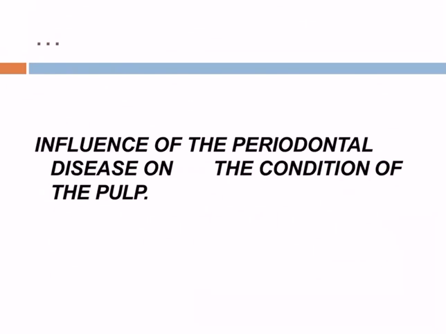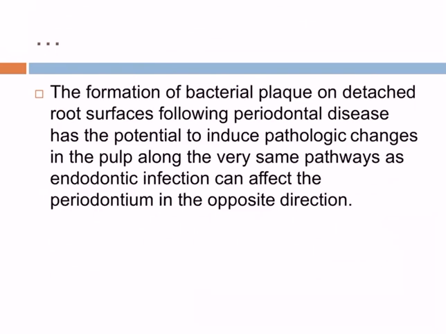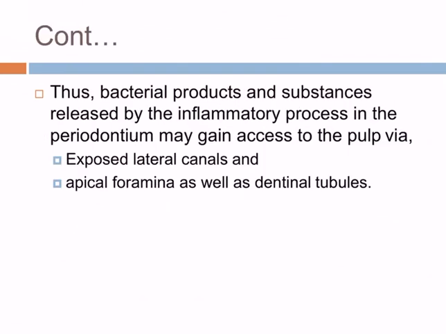Now we are going to deal with the influence of periodontal disease on the conditions of the pulp. The formation of bacterial plaque on detached root surfaces following periodontal disease has the potential to induce pathological changes in the pulp along the very same pathway as endodontic infection can affect the periodontium in the opposite direction. So this I have told you in the beginning, that both the tissues are interrelated with your apical foramens and the lateral canals. Thus, bacterial products and substances released by the inflammatory process in the periodontium may gain access to the pulp via, as you know, lateral canals, apical foramens, as well as the dentinal tubules.